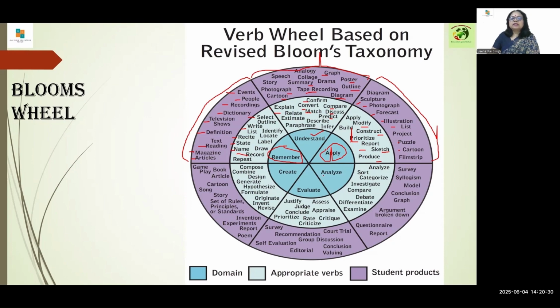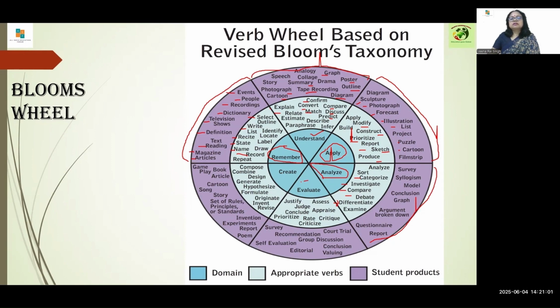Talking about the next, where the child develops an ability to analyze. Here, the areas being covered are categorize, investigate, compare, debate, differentiate. From where do they get it? It can be taken up from surveys, model, conclusion, graph, argument, and questionnaire.